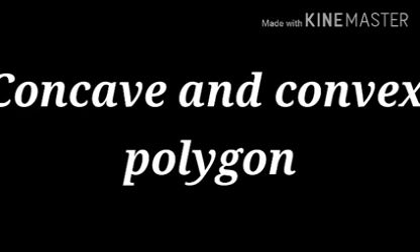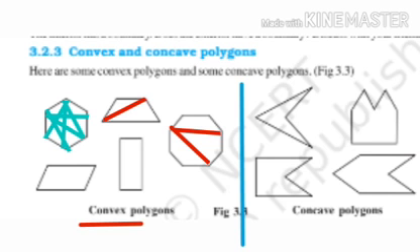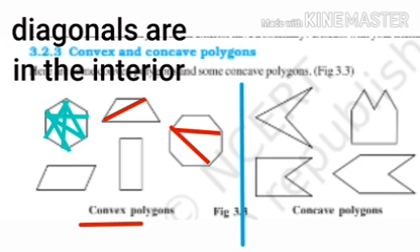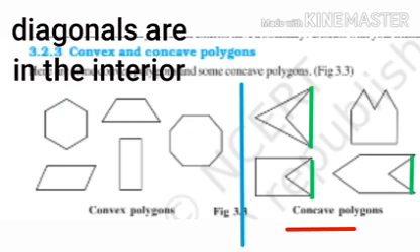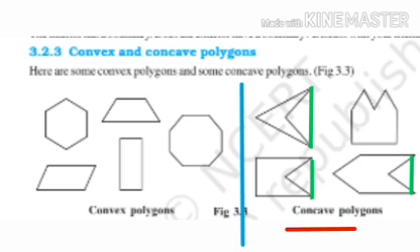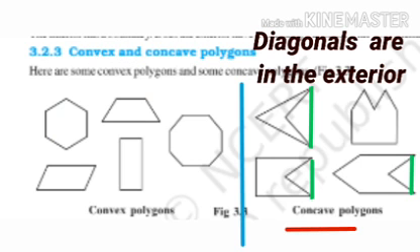Next is convex and concave polygons. In convex polygons, the diagonals lie in the interior of the polygons, whereas in concave polygons, some of the diagonals lie in the exterior of the polygons, as shown here in the figure.